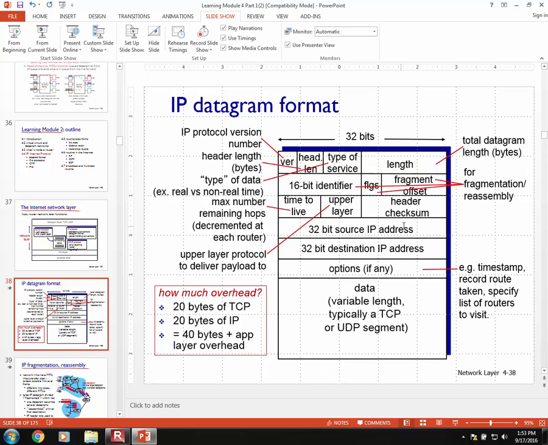You have a header checksum. You have the all-important source address and destination address. And you also have some options we'll get to later as well. And finally, you have the data, which is usually a TCP or UDP segment. So basically, you have about 40 bytes of overhead overall. You have 20 in the TCP header and 20 in the IP header, as well as any application layer overhead that you might have before the actual data.